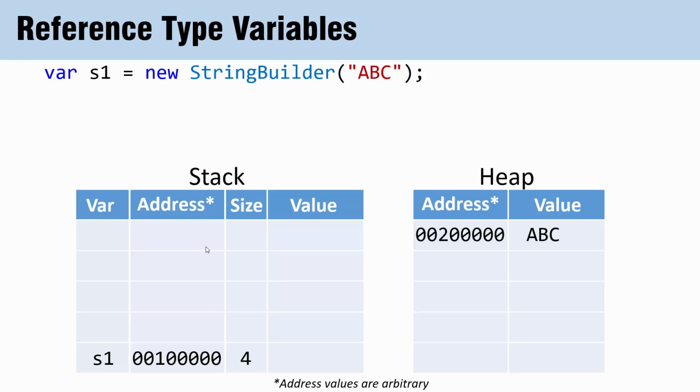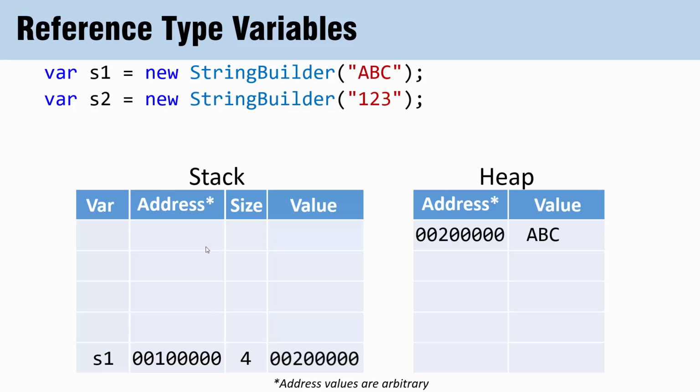But watch what happens to the value of S1 in the stack. It receives the address of ABC in the heap. So now you can see how the two are tied together. So the variable S1 is declared in the stack, and it points to that address in the heap where ABC is stored.